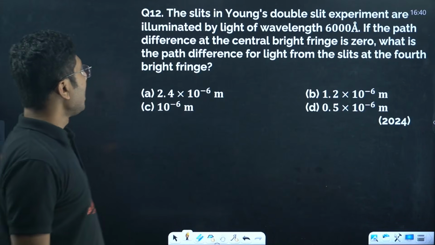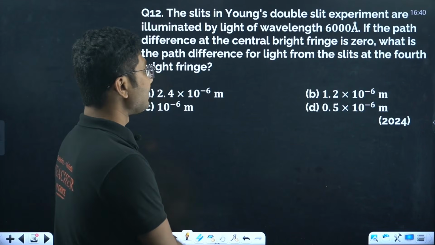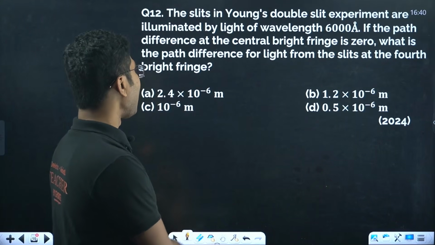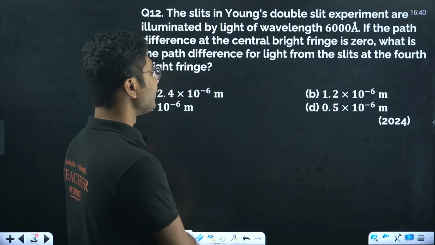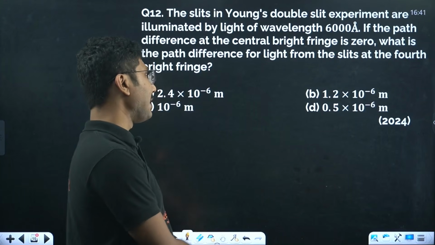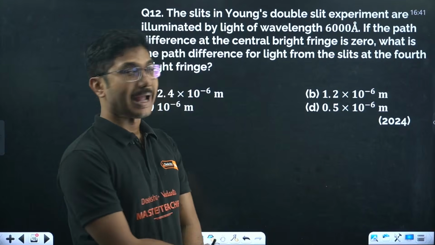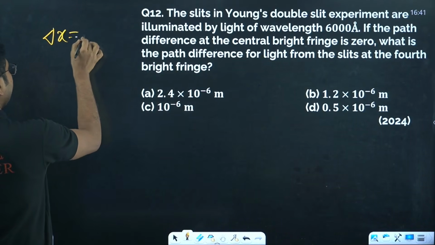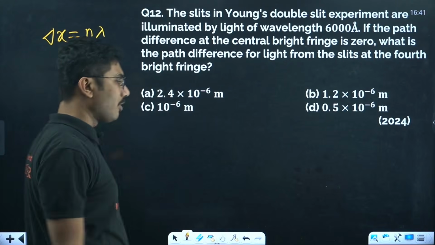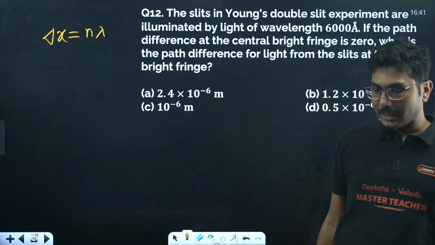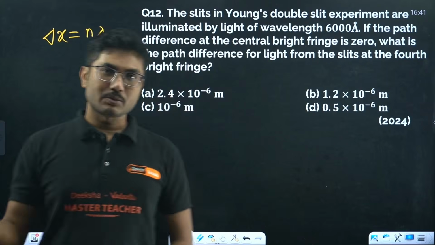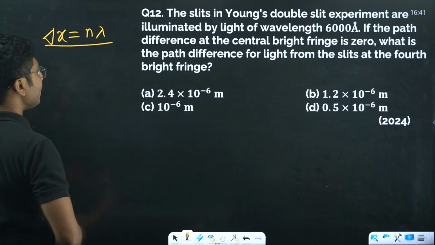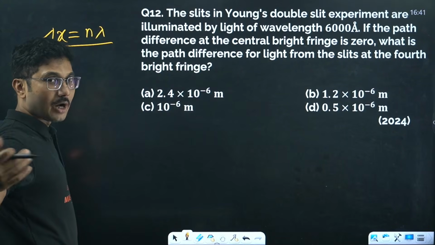Now next, the slits in Young's double slit experiment are illuminated by light of wavelength 6000 angstrom. If the path difference at the central bright fringe is 0, what is the path difference at the fourth bright fringe? The path difference for a bright fringe is an integer multiple of lambda. For a dark fringe it is an odd multiple, (2n minus 1) lambda by 2. Here, for a bright fringe, it is simply n lambda, where n can be 0, 1, 2, 3, 4.